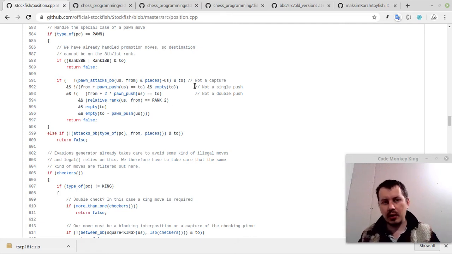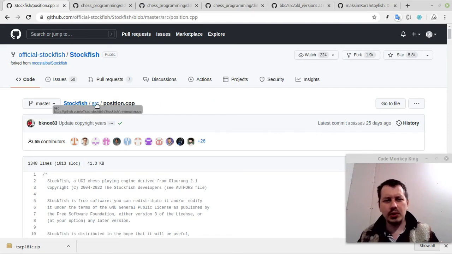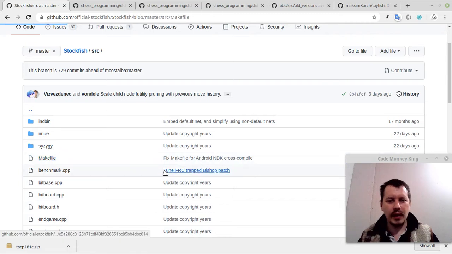Okay, so I hope it's clear in regards to Stockfish. Probably one more thing I would like to show as well. You might be wondering, okay, so it's rocket science, forget that, but how can I compile it, right? And then the most natural thing is trying to have a look at the makefile.